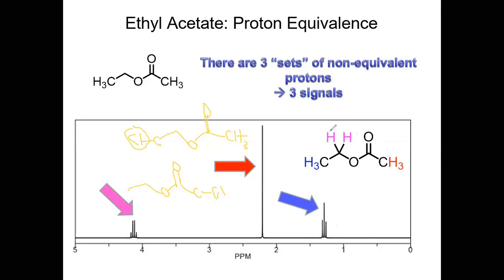And if I swapped out this with a chlorine and this with a chlorine and compared them, would I get the same thing or would I get 2 different things? 2 different things. Right. So that's how we test for equivalence. But normally you won't have to do that, because if a molecule is not symmetrical, then you're not going to have any equivalent protons.